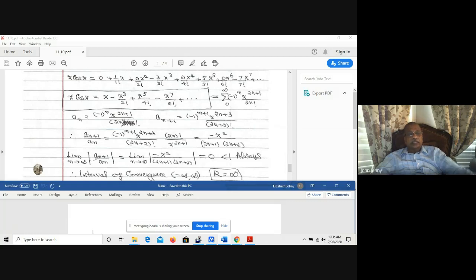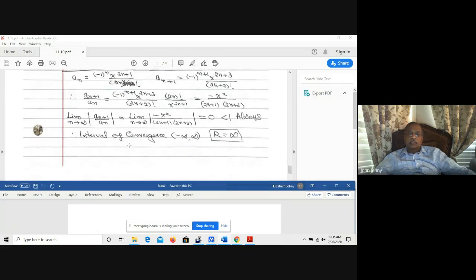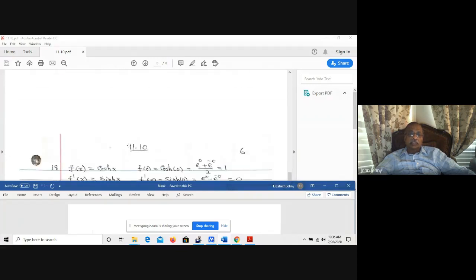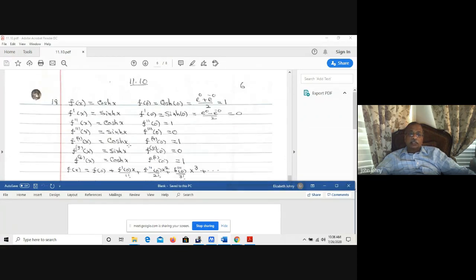Limit as n approaches infinity of the absolute value of a(n plus 1) over a(n) is limit as n approaches infinity, x squared over 2n plus 1 times 2n plus 2. You may or may not write that minus sign, because it's absolute value. That's always positive. So denominator is infinity. So the limit is 0, less than 1 always. Therefore, the interval of convergence is negative infinity to infinity, and radius of convergence is infinity.